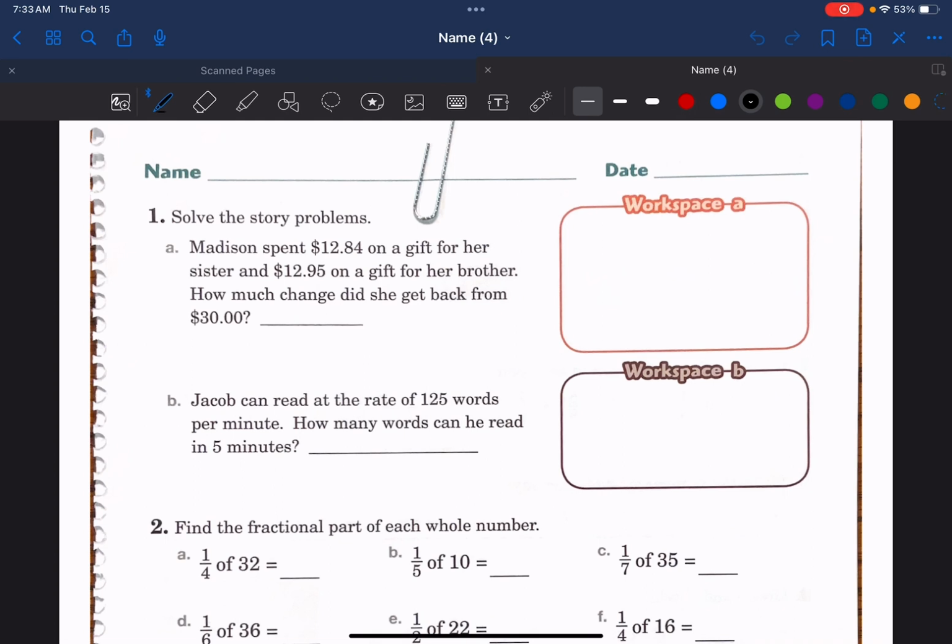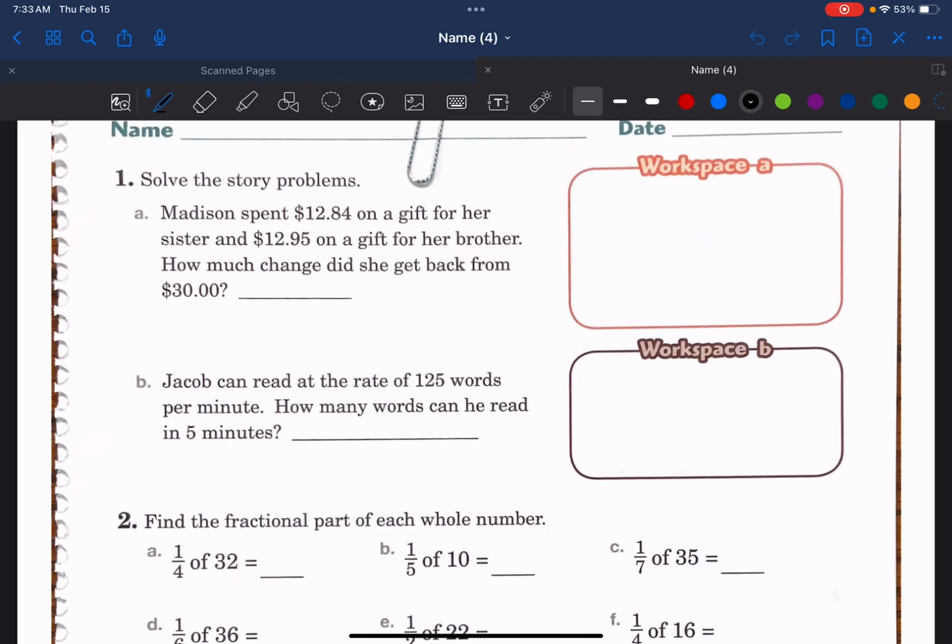I am going to try not to help you too much since you have a test that you need to prepare for, but I'll at least read them for you. It says Madison spent $12.84 on a gift for her sister and $12.95 on a gift for her brother. How much change did she get back from $30?